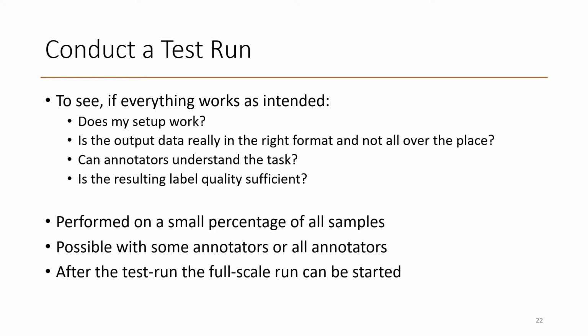The next step is to conduct a test run to see if everything works. So does my setup work? Does the output data of the system actually be in the right format and contain all elements that I want? Do annotators understand the task? And is the resulting label quality sufficient, or are the test labels all over the place? If so, you might reconsider your task design and start from scratch. This can be performed on a small percentage of all samples and is also possible with some annotators or all annotators for a short while. After the test run, you can start your full-scale annotation campaign.